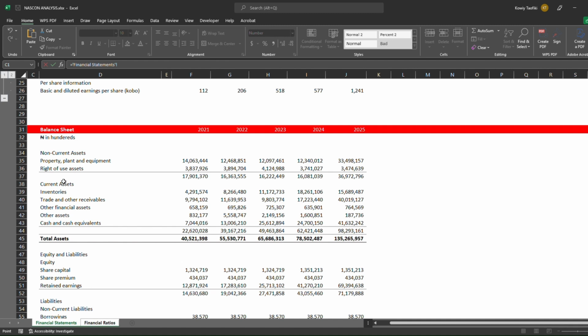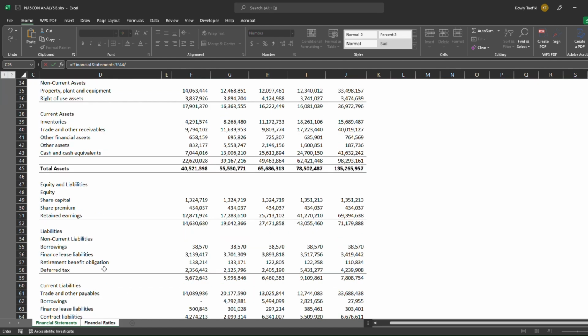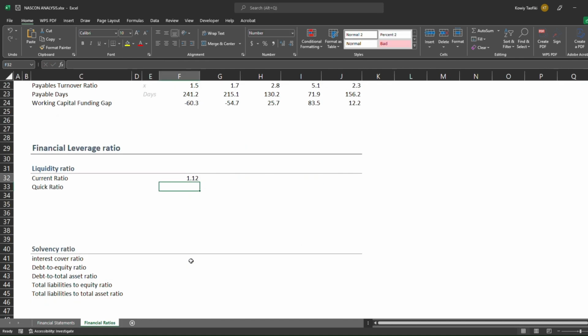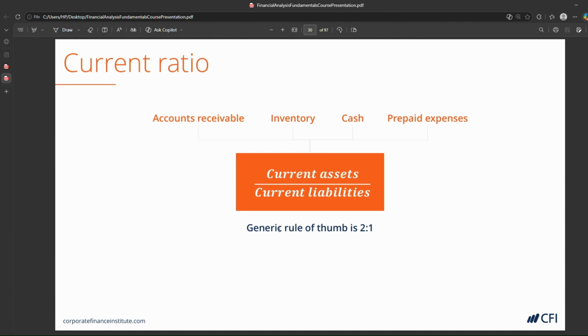So we'll go down to the balance sheet. We have my current assets. So we have the total of the current assets right here divided by the total of the current liabilities. So we have the total of that also right here. So I have enter. So I'm just going to copy this down to the right. Control R. Move on to the second one, which is our quick ratio.